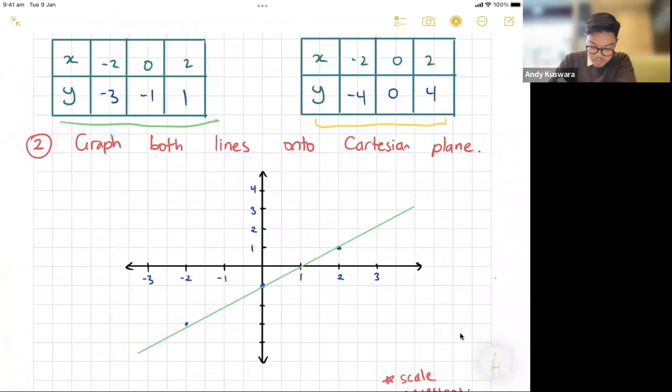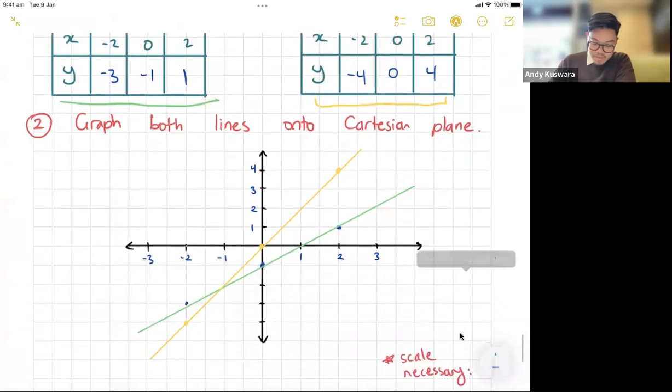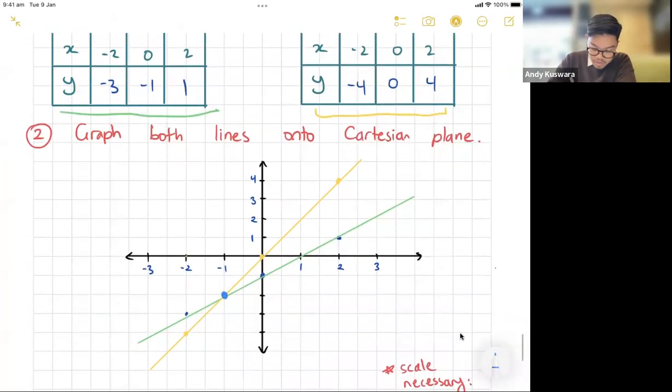Now the other one I'll do as maybe yellow. So I've got minus 2, minus 4. I've got 0, 0, and I've got 2 and 4. So the yellow line goes a little bit like this. And of course, if I drew it a bit better, you can see that there's an intersection point, and that there is your solution. So we can see here that this is the point here.